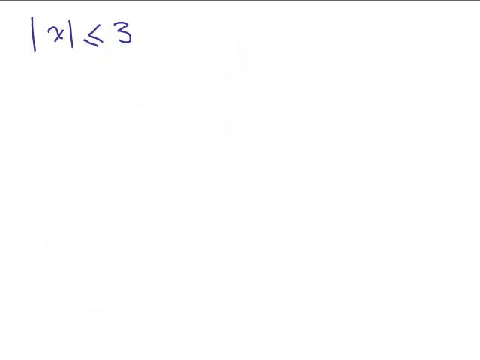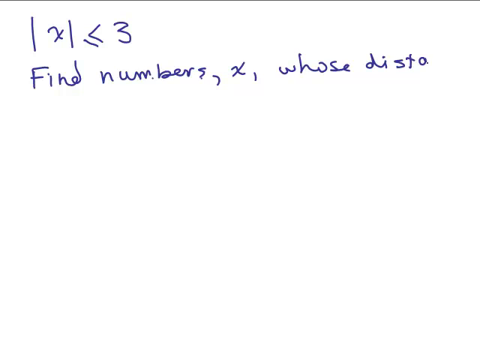So what would this mean? The absolute value of x is less than 3. This would mean we're trying to find the numbers x whose distance from 0 is less than or equal to 3 spaces.